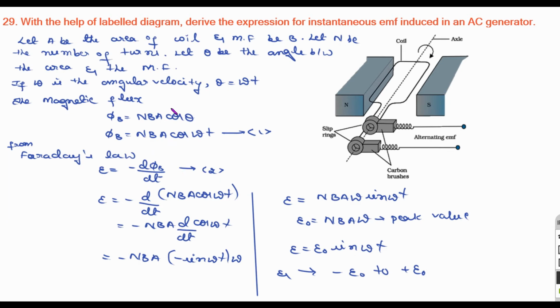So first we have to write the consideration, draw the figure, and write the definition of phi B as NBA cos theta. In place of theta we have to substitute omega t. Next, using Faraday's law, E is equal to minus d by dt of phi B. So substitute the value of phi B here and differentiate it. You will reach here. Next, in place of NBA omega, you can put E naught, which is nothing but the peak value of induced EMF, the instantaneous EMF. So E becomes equal to E naught sin omega t.